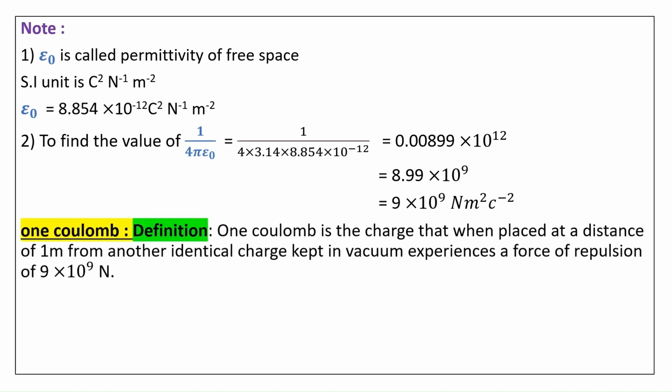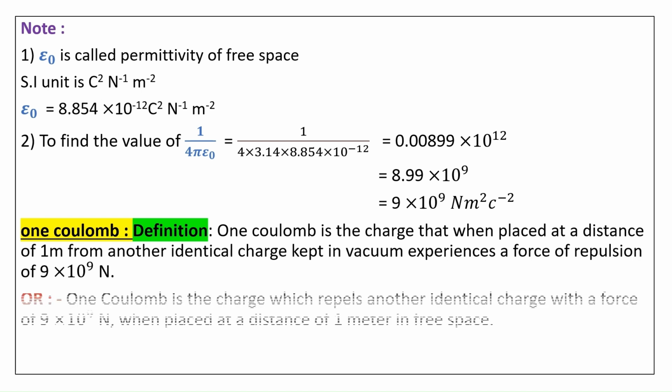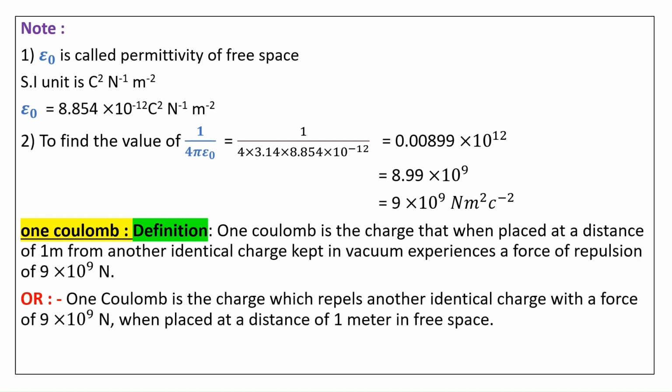1 Coulomb. Definition: 1 Coulomb is the charge that, when placed at a distance of 1 meter from another identical charge kept in vacuum, experiences a force of repulsion of 9 into 10 to the power 9 Newton. Or, 1 Coulomb is the charge which repels another identical charge with a force of 9 into 10 to the power 9 Newton when placed at a distance of 1 meter in free space. The SI unit of charge is Coulomb, C.